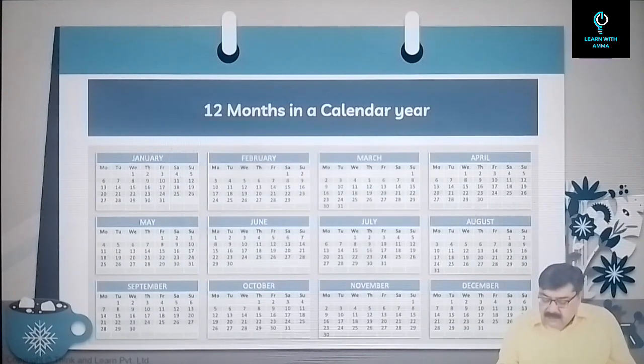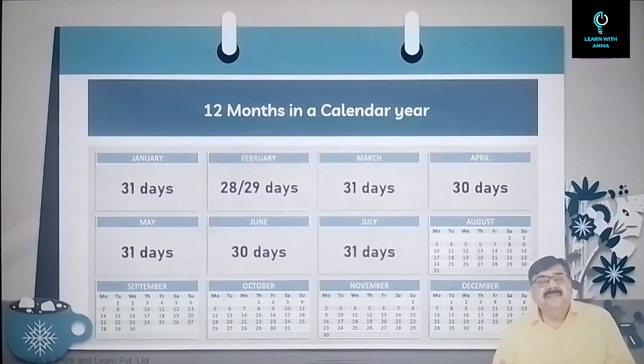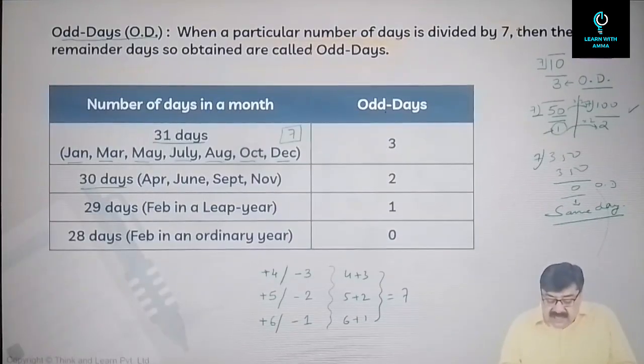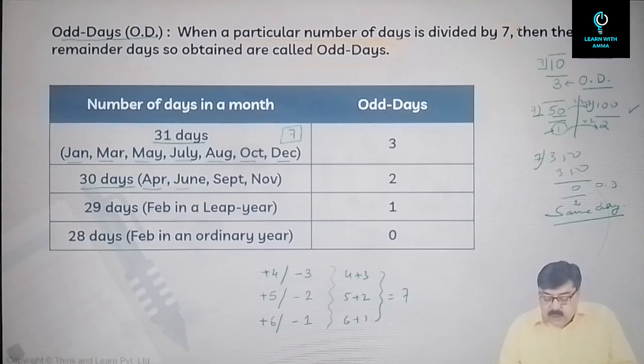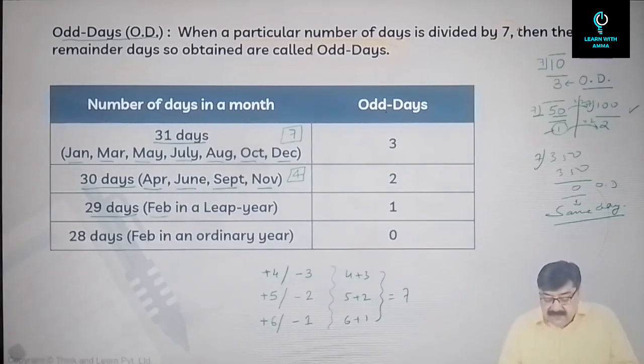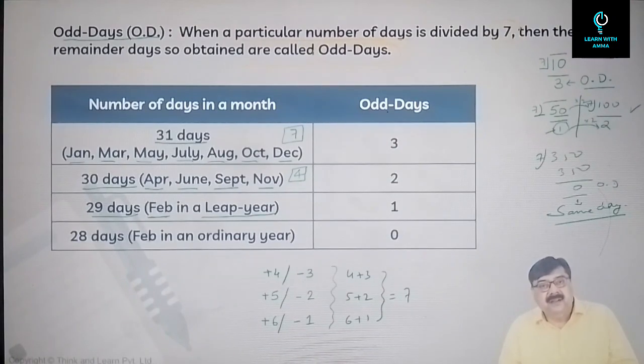Now we know that there are 12 months in a calendar year. These months have different days. Those months which have 30 days in them are April, June, September, November, that is 4 in number. Those months which have 29 days in them is only 1, and that is February, and that too, if at all, it is a leap year. And those months which have 28 days in them is again 1, which is February, provided it is an ordinary year or a non-leap year. So out of these two, 1. So 7 months have 31 days, 4 months have 30 days, and 1 month has 28 or 29 days.